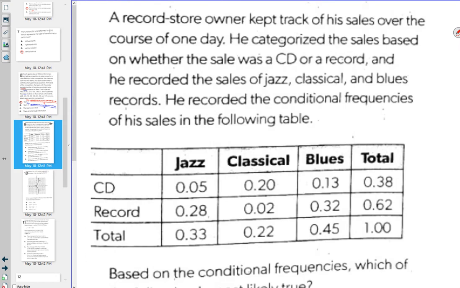A record store owner kept track of his sales over the course of one day. He categorized the sales based on whether the sale was a CD or a record, and he recorded the sales of jazz, classical, and blues records. He recorded the conditional frequencies.